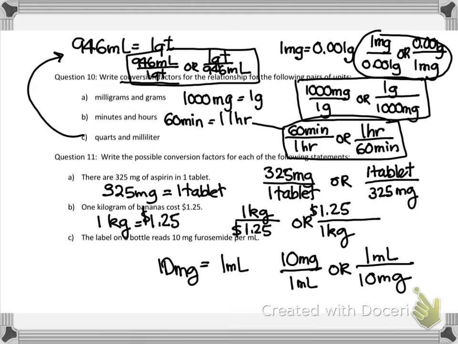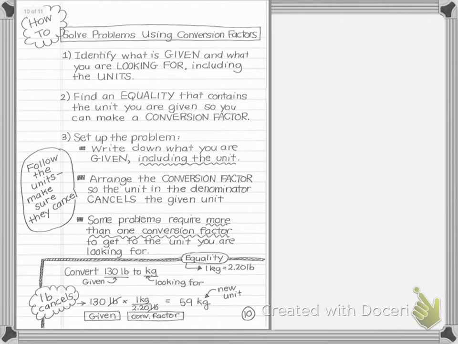So now the question may be to you, well, how would I know? Like, how do I know what to write on the top? How do I know what to write on the bottom? I get the idea of equalities and conversion factors. So here's a page that says how to. All right, so let's go through it, and then I have 3 problems for us to try on the next slide.